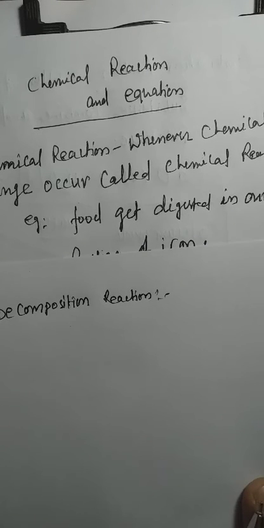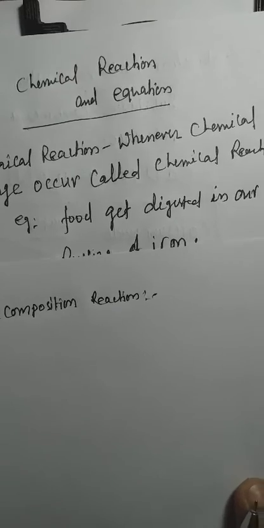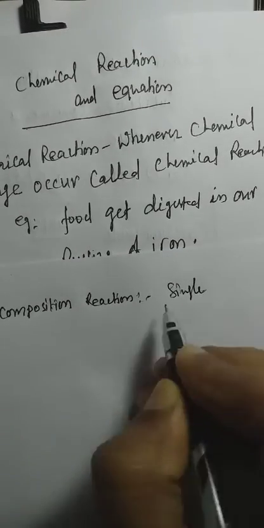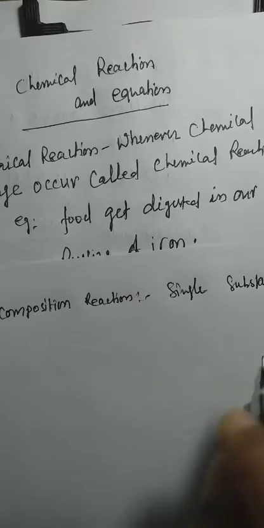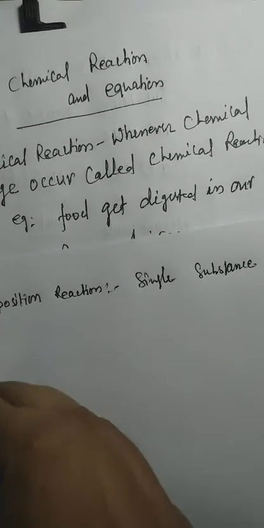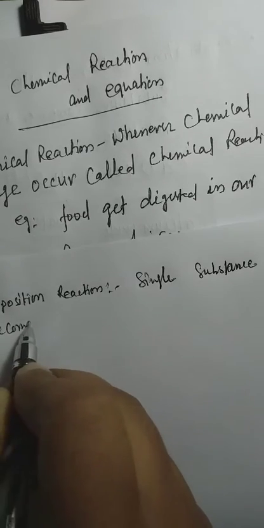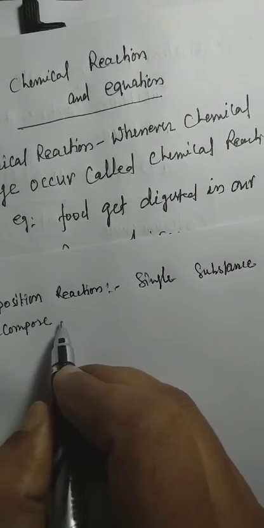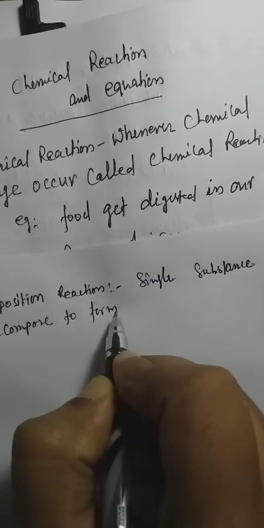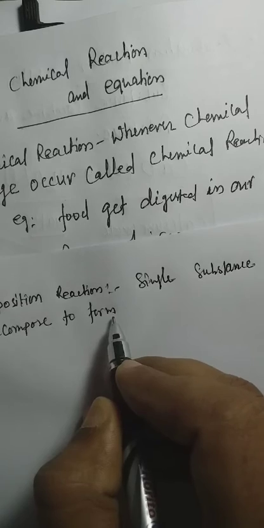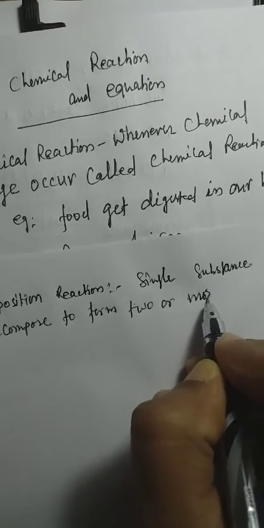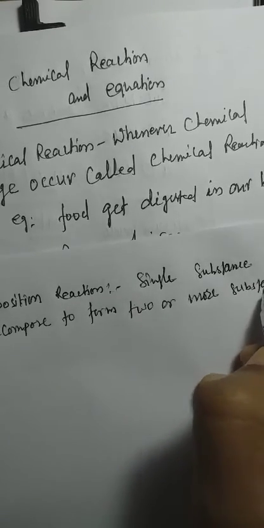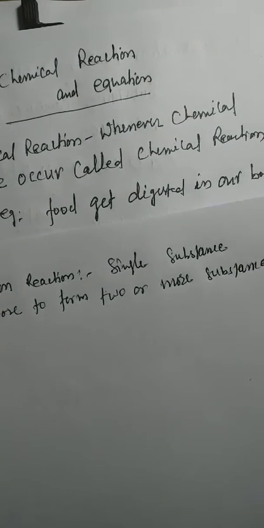A decomposition reaction is one in which a single substance decomposes to give two or more substances. I'm just writing a definition. A single substance decomposes to form two or more substances, and this is called a decomposition reaction.